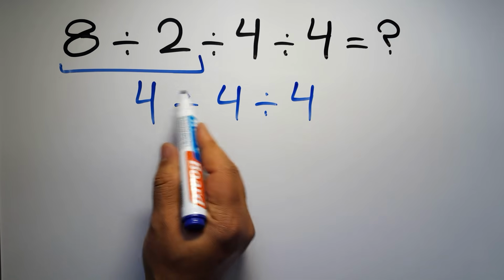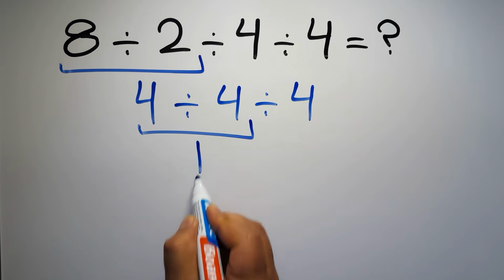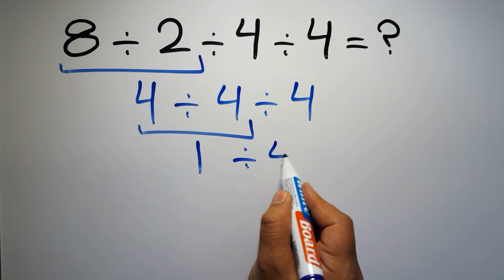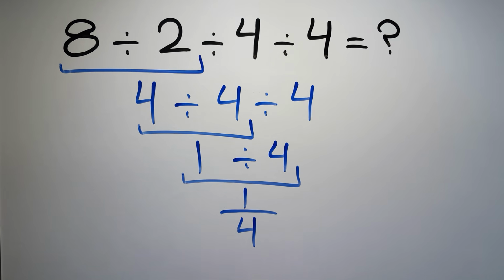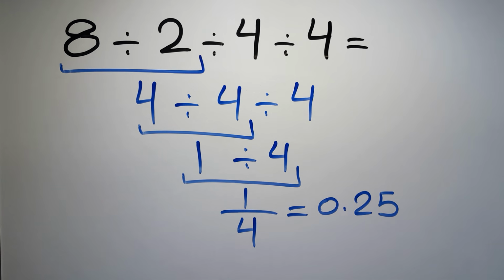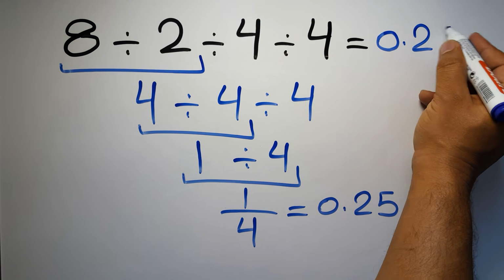Now we have to do this division. 4 divided by 4 is just 1. So we have 1 divided by 4, which can be written as 1 over 4 or 0.25. And this is our final answer to this problem. The correct answer is 0.25.